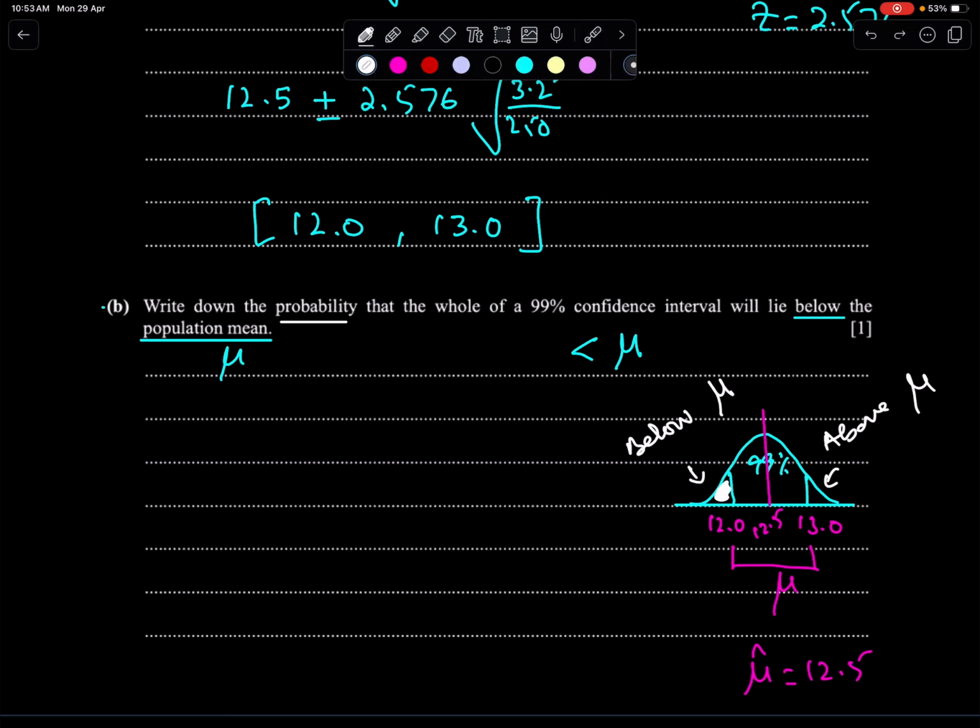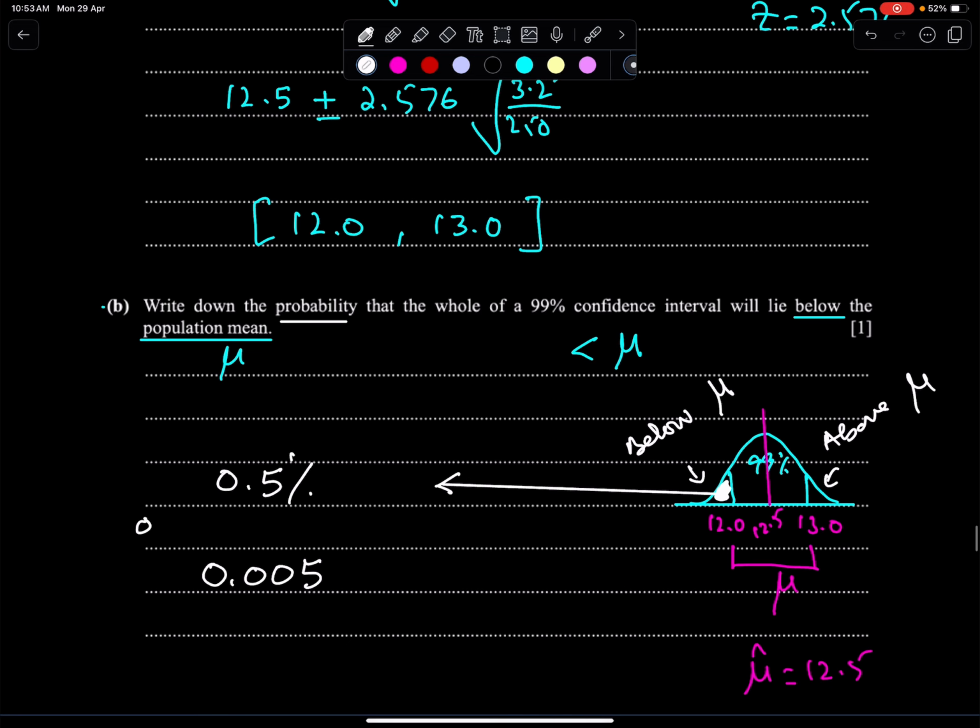This one. And this is very simple. You all know 99% means 0.5% here, 0.5% here. So, this area is 0.5%, and you can write this as 0.005. This is the probability, 0.005. What if the question was above the mu? Then this area would be required, 0.5%.